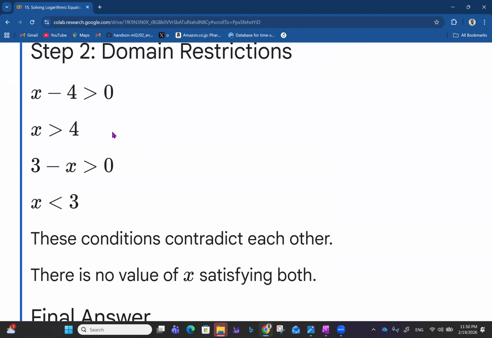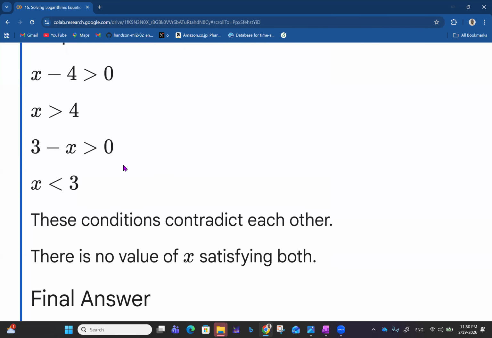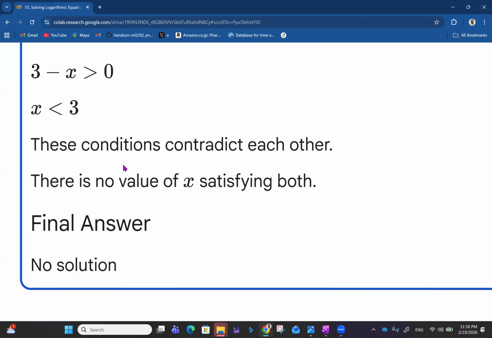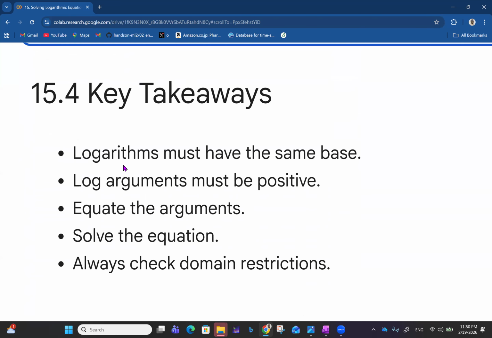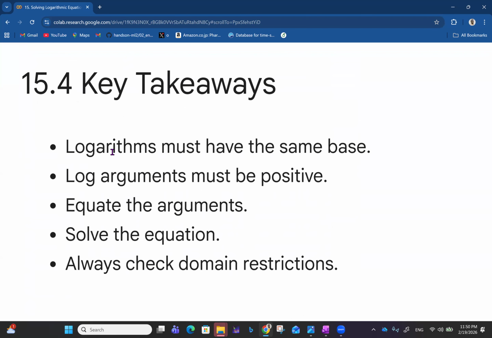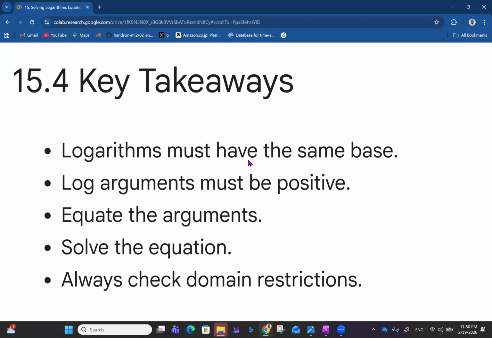So if you check the domain restrictions and the signs are in opposite directions, then it fails the test of domain restriction, and there will be no answer in that case. So the key takeaways here include the following: logarithms must have the same base for you to be able to solve.